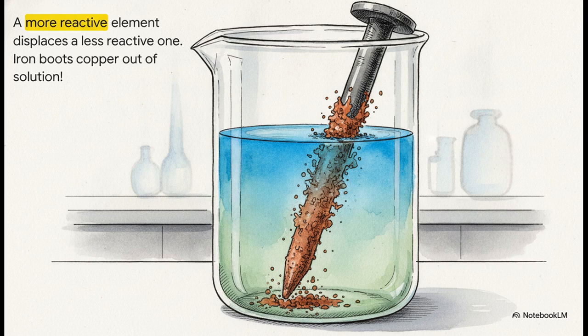Next on the list is the displacement reaction. I like to think of this one as a chemical power struggle. A more reactive element will quite literally boot a less reactive element right out of its compound. Imagine dipping a regular iron nail into a bright blue copper sulfate solution. Because iron is more reactive, it displaces the copper. The solution chemically changes right before your eyes, fading from blue to light green, while a brown coating of defeated copper settles right onto that iron nail.